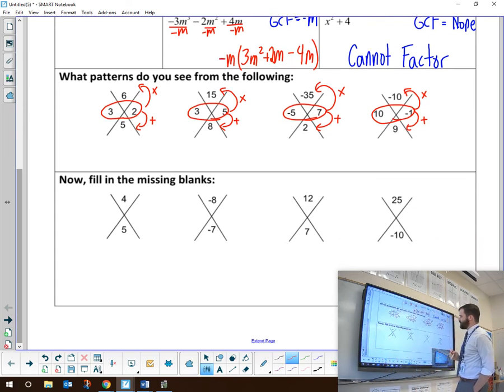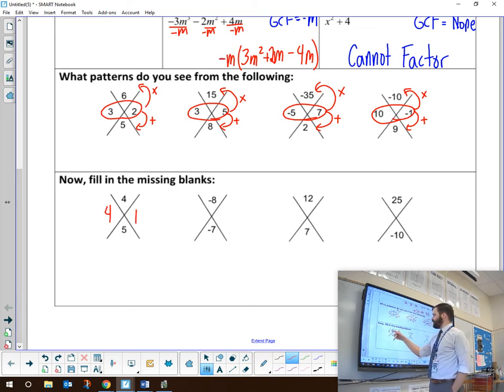Okay, so let's practice. Let's fill in some stuff here first, all right? So we look at our top number, and we're thinking, what two numbers multiply to my top number and add to my bottom number? Well, this one's pretty easy, isn't it? It's just going to be 4 and 1. 4 times 1 is 4. 4 plus 1 is 5. This one's a bit more tricky though.